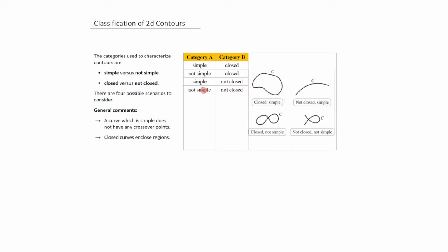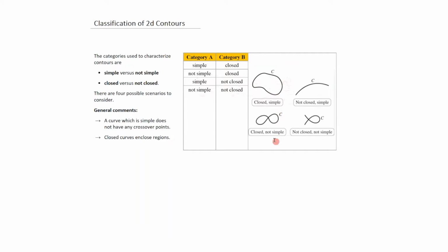Simple, not simple, simple, not simple, closed, closed, not closed, not closed. And then a simple diagram to illustrate these 4 conditions. So this would be considered a closed simple contour, and this is a problem that we've been using all along. So there are no problems with this one.